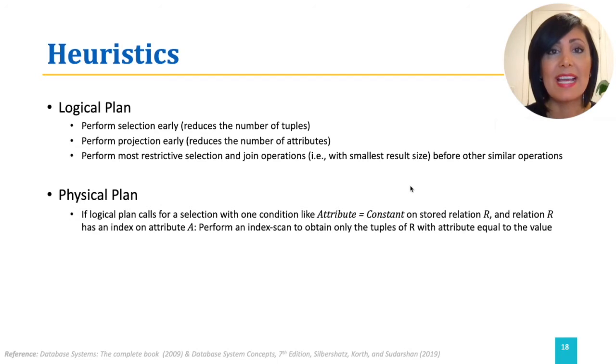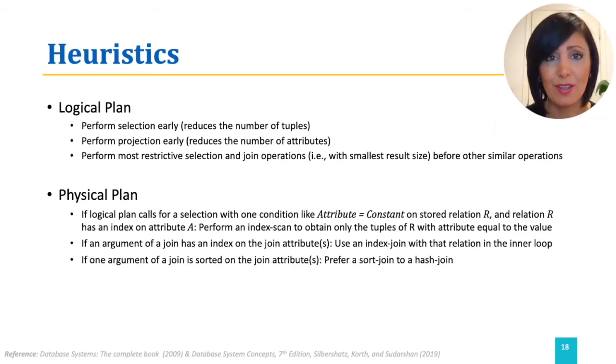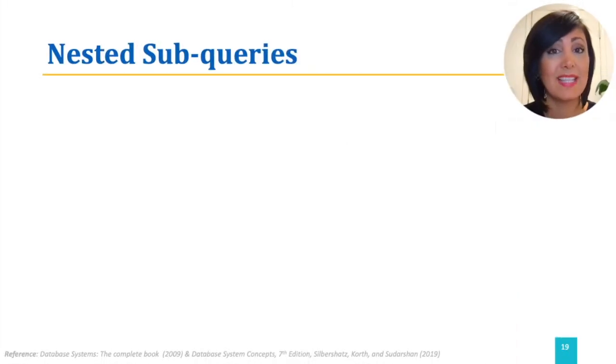Another one is if an argument of a join has an index on the join attributes, use an index join with that relation in the inner loop. Or preferring a sort join to a hash join if a sorted output is required, and ultimately a sort operation needed. Now, let's go back a little to the discussion about nested subqueries. How do we handle them?